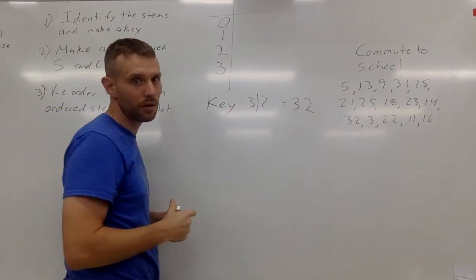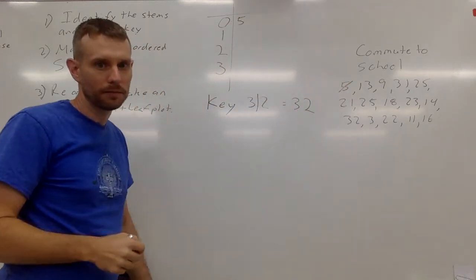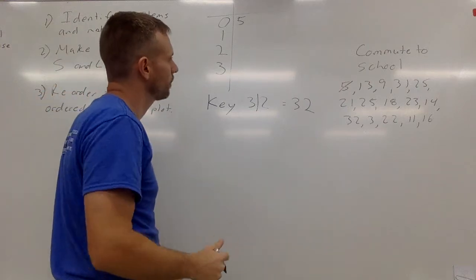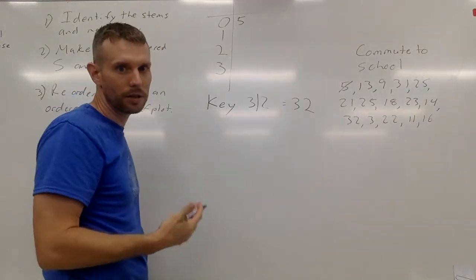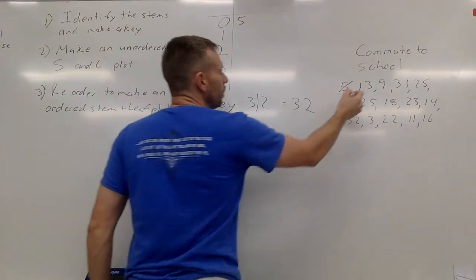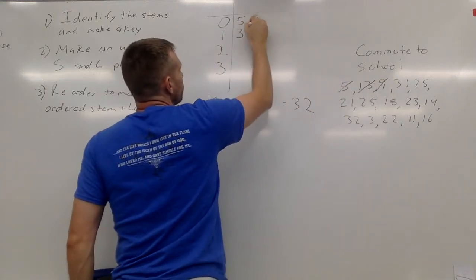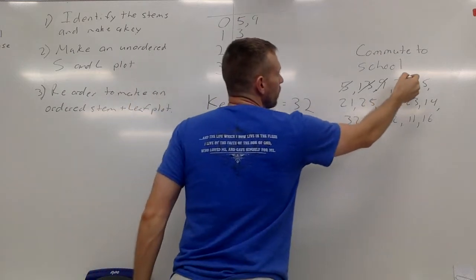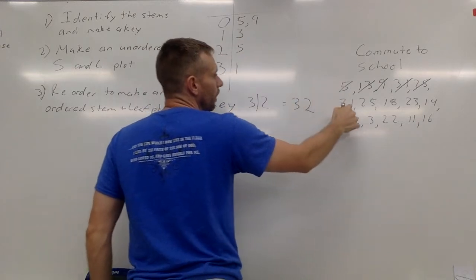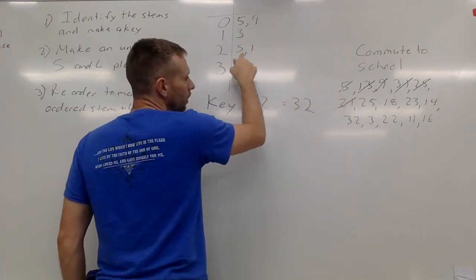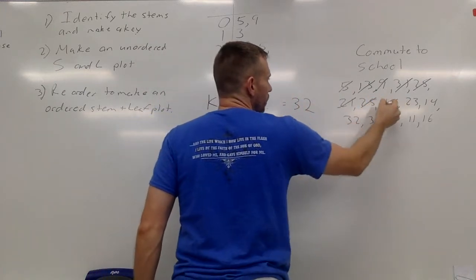And so 5 is 0, 5, so I'm going to put the leaf of 5 with the 0, and then cross that off. At the end, I'm going to count how many numbers I had in my data set and then how many numbers are on my stem and leaf plot to make sure I didn't miss any. So 0, 5; 13 is 1, 3; 9 is 0, 9, so I'm going to put a comma here to separate those numbers. 31, 25, 21, and again, this is unordered, so I'm just going to write them just as they come.